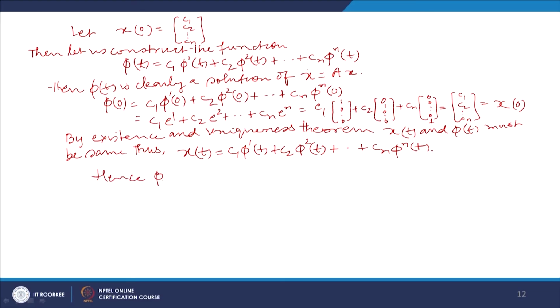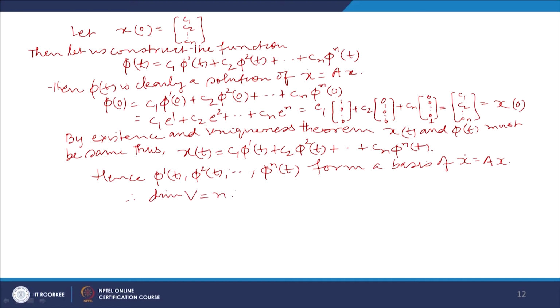phi 1(t), phi 2(t) and so on phi n(t) form a basis of x dot equal to Ax, okay, and which means that the dimension of B is equal to n. So, the dimension of the vector space B is equal to n.